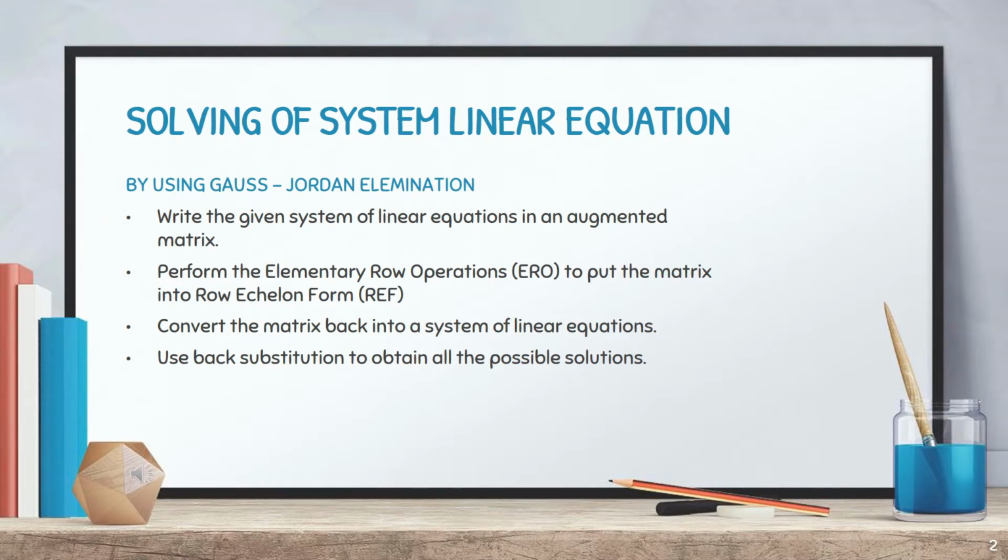First, write the given system of linear equations in an augmented matrix. Second, perform the elementary row operations to put the matrix into row echelon form. Third, convert the matrix back into a system of linear equations. And lastly, use back substitution to obtain all the possible solutions.